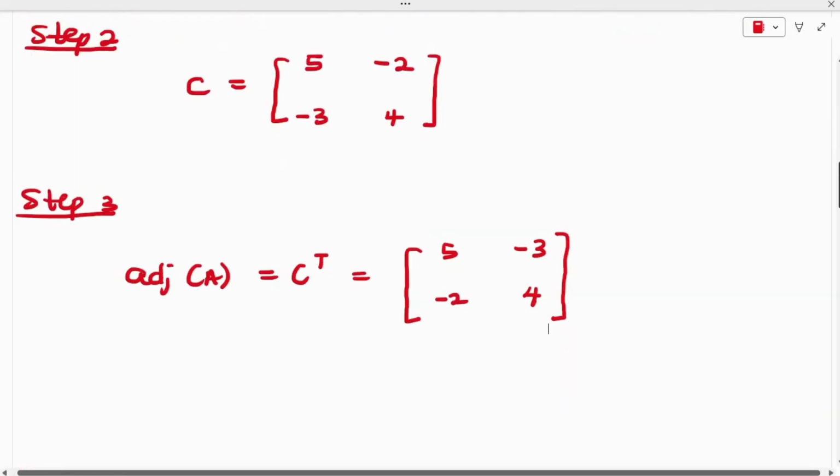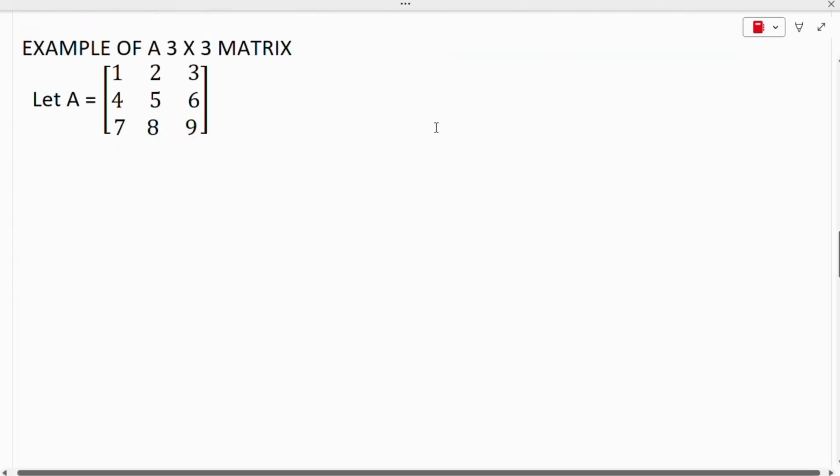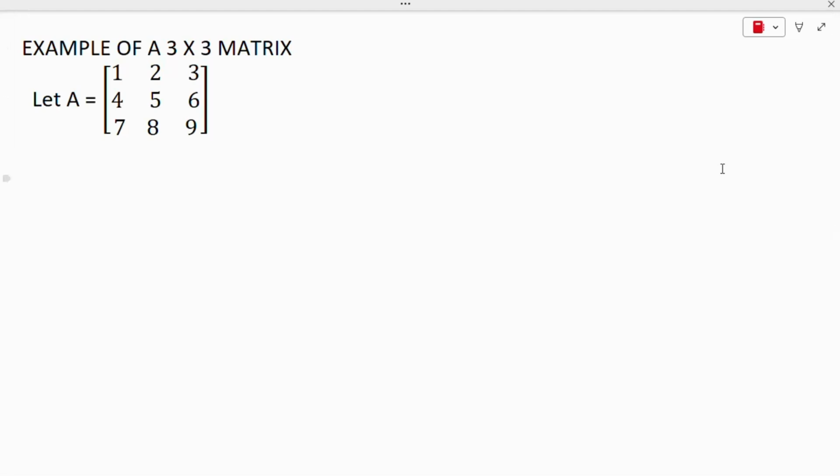Alright, so right here let's go on to an example of a 3 by 3 matrix. Let A be equal to 1 2 3, 4 5 6, 7 8 9, and we want to find the adjoint of A. Step 1 says we compute the cofactors. We want to apply the sign pattern, which is minus 1 raised to the power of i plus j, where i is the row and j is the column.